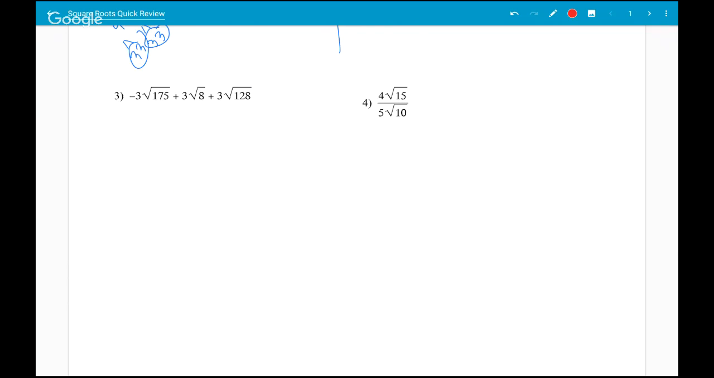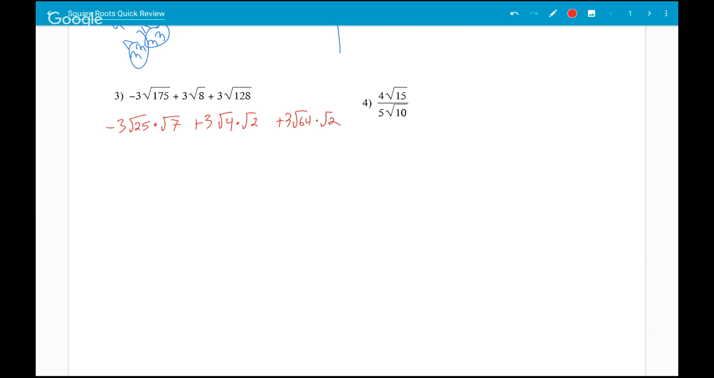So I'm going to simplify each of these using the perfect squares rule because for me that's faster. If you needed to make a factor tree for any of these, that would totally be okay too. But I broke my 175 into 25 and 7. I broke my 8 into 4 and 2. And I'm going to break my 128 into 64 and 2 as well.